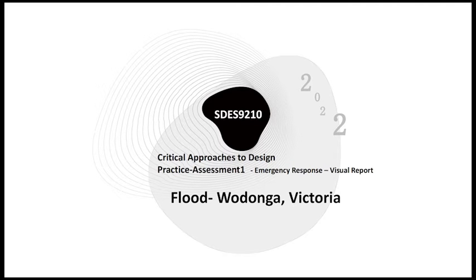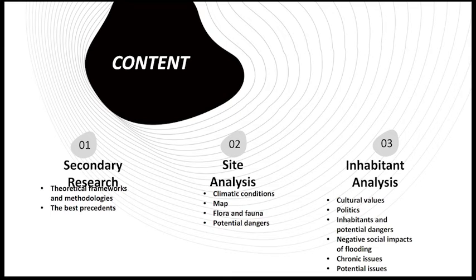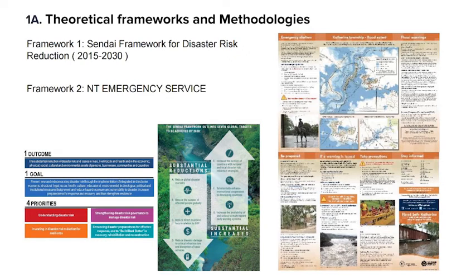The object of our study is Wodonga, a city in Victoria, Australia that suffered recent floods. This secondary research will introduce the theoretical frameworks and methodologies used to develop solutions where flood disasters happen. I found two related frameworks: the SDES framework for disaster risk reduction and the Northern Territory Emergency Service.